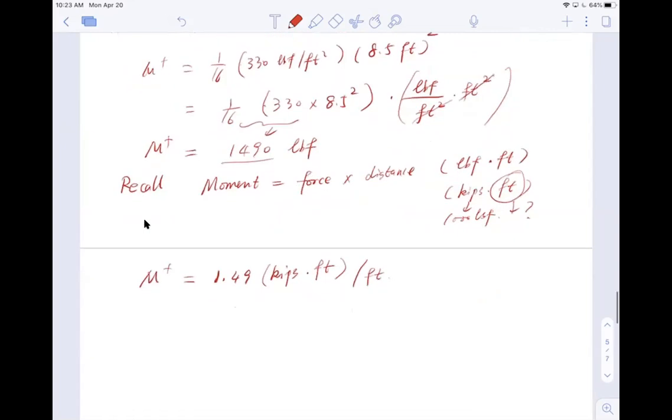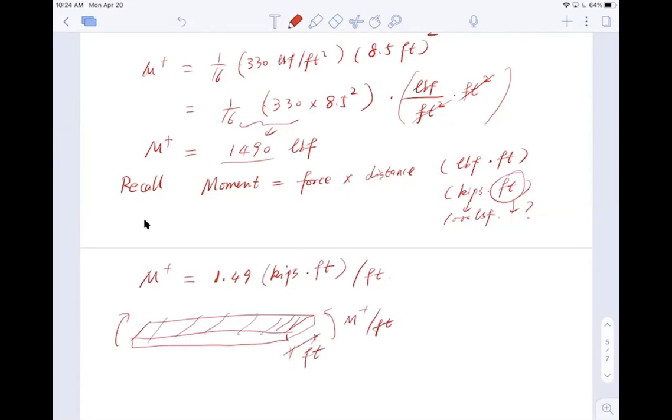Because now, if this is the case, I'm going back to my strip, and this is moment, actually positive. Okay, per foot, because this is 1 foot unit length. Got it? So that's why you have this in terms of pounds or kips. But matter of fact, you need to write it this way: kips foot per foot. Okay, and this is very important in the exam because I will be looking for this unit in the exam, right? In the exam, kip foot per foot.